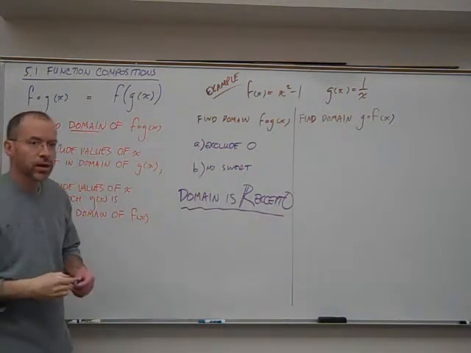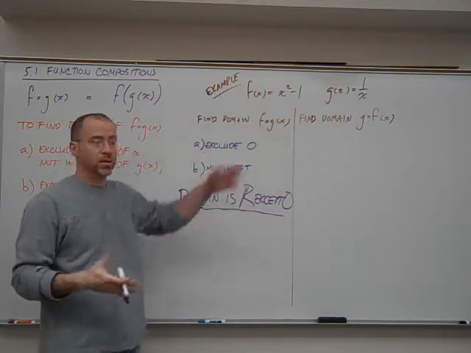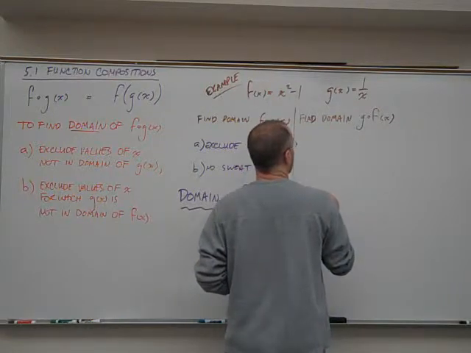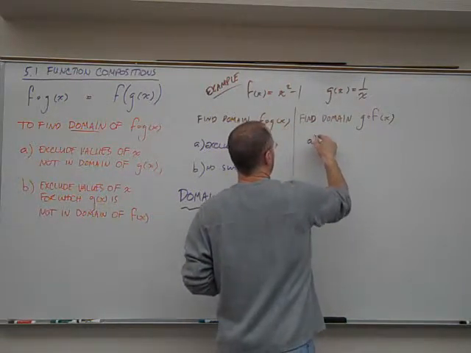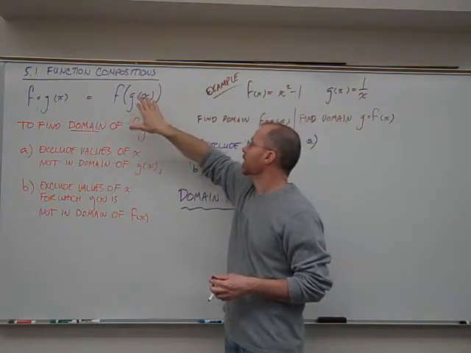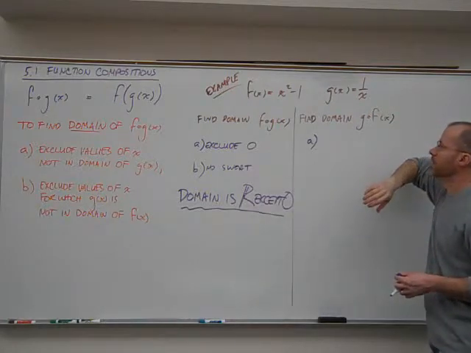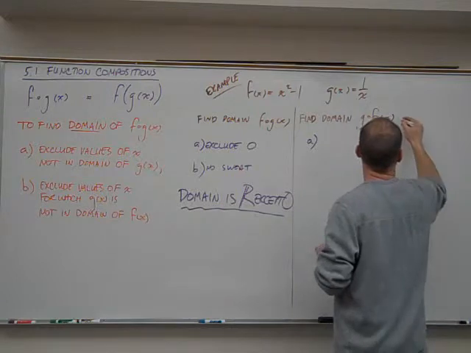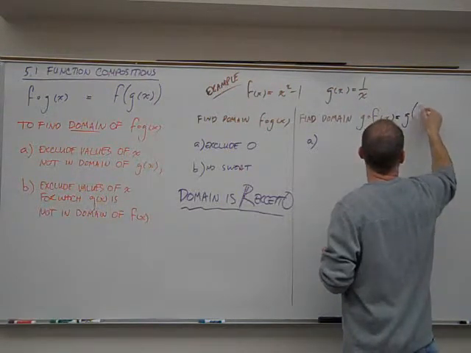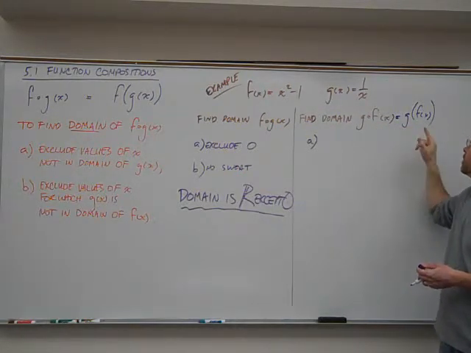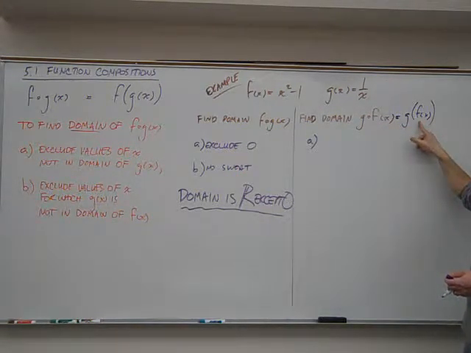Okay, let's look at the composition the other way. It won't surprise you to know that this will behave differently. So let's see, find the domain of g composed with f of x. So now my first step is exclude values of the inside function. But this is g of f of x. So when an input goes into g composed with f, the first function it encounters is f. And so I have to exclude anything that's not in the domain of f of x.